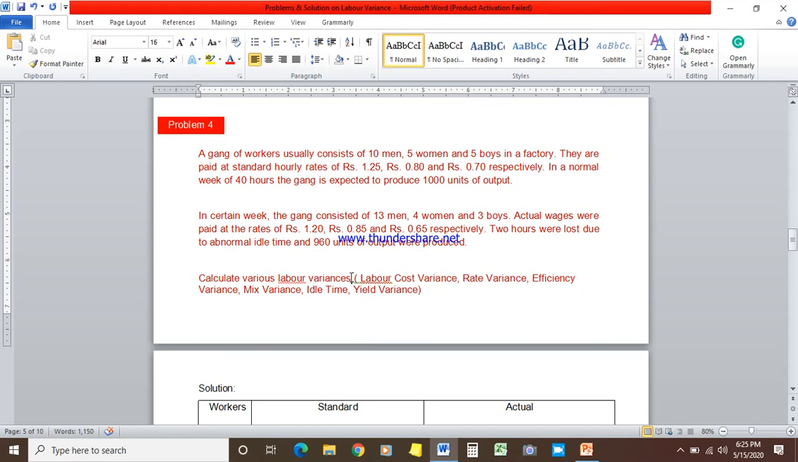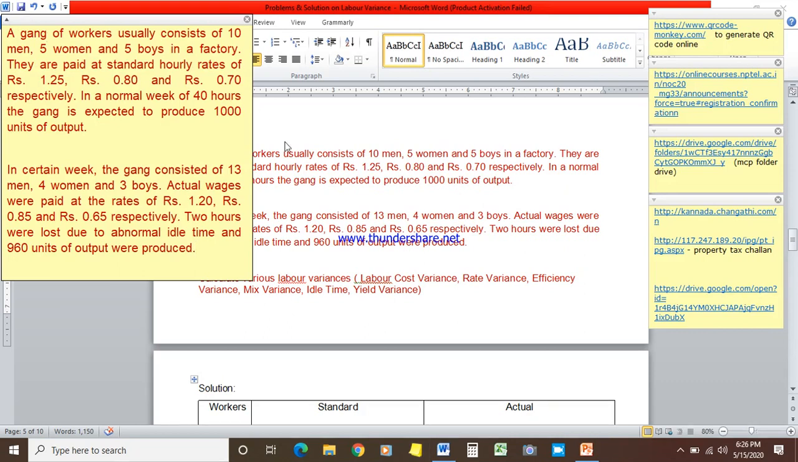So in the exam, if they ask us to calculate the various labor variances, then we are supposed to calculate labor cost variance, labor rate variance, labor efficiency variance, and labor mix variance. If you are given a situation where there are some hours of idle time, then we should also calculate the idle time variance. Finally, we need to compute the yield variance too, because if there is a difference between how much we were supposed to manufacture and how much we actually manufactured, that accounts for the labor yield variance. Since we need to keep reading this problem quite often while solving, I'll copy it and keep it on the left hand side.